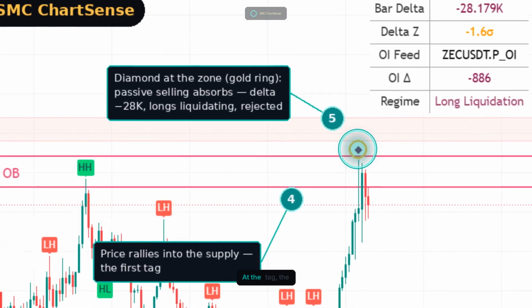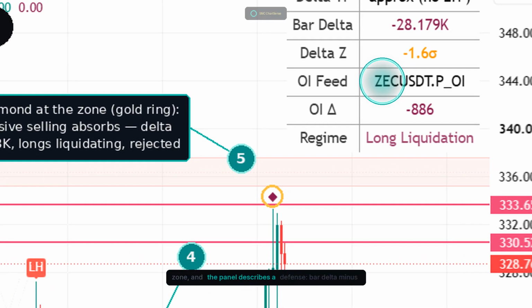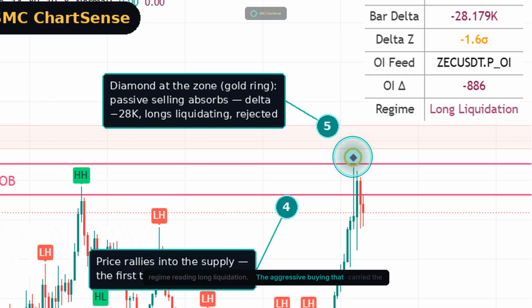At the tag, the absorption event prints, the diamond at the zone, and the panel describes a defense. Bar delta minus 28,000, regime reading long liquidation. The aggressive buying that carried the rally was met and consumed by resting passive supply. The failed thrust stranded late longs, and their forced exits accelerated the rejection. One test, one absorption, one rejection. The textbook outcome. And the second half is why the textbook is not the whole story.